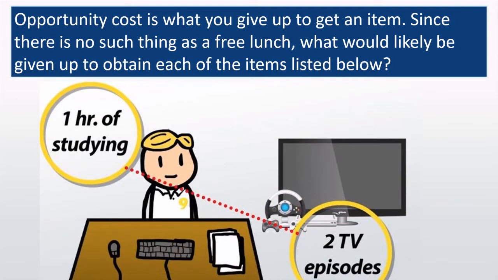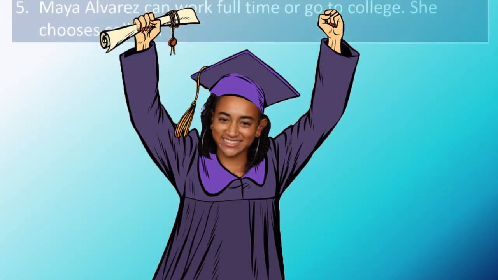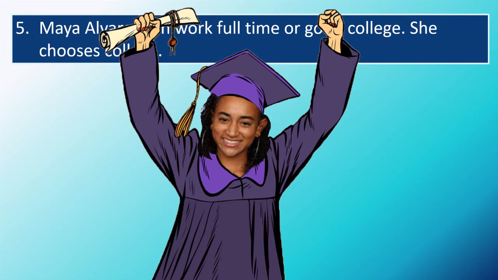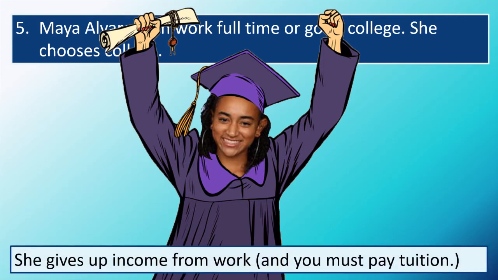Then we move on to the next set of questions. Opportunity cost is what you give up to get an item. Since there is no such thing as a free lunch, unless you're one of my children, what would likely be given up to obtain each of the items listed below? So we might have Maya working full-time or going to college, and she chooses college. Then the opportunity cost is she gives up income from work and must pay tuition. Good luck, Maya.